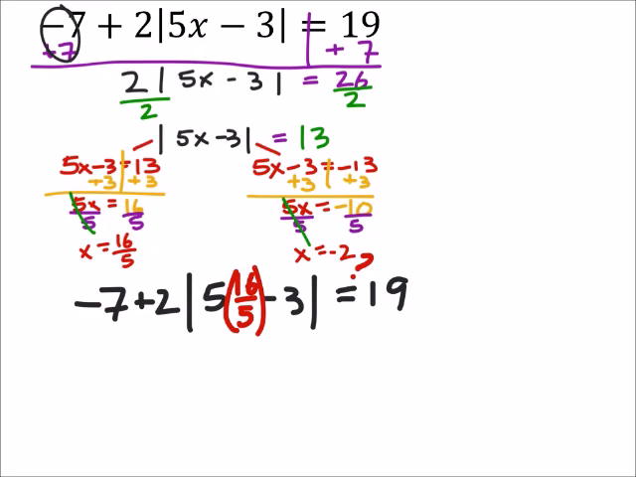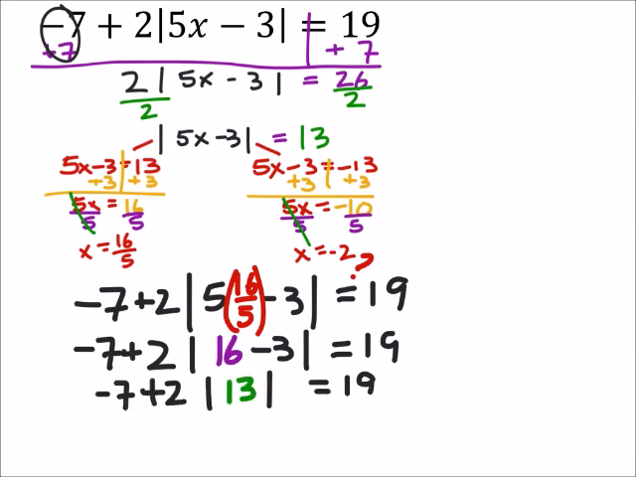So working by the order of operations, I've got 5 times 16 fifths, which is 16. And then inside that absolute value, because it works like parentheses, I'm going to go ahead and do 16 minus 3, which is 13. And remember, that's exactly what we were trying to get when we first started this problem. Not right there, but on this equation right here, right? That's where the 16 fifths came from. So the rest of this should work out pretty good according to what we had planned.